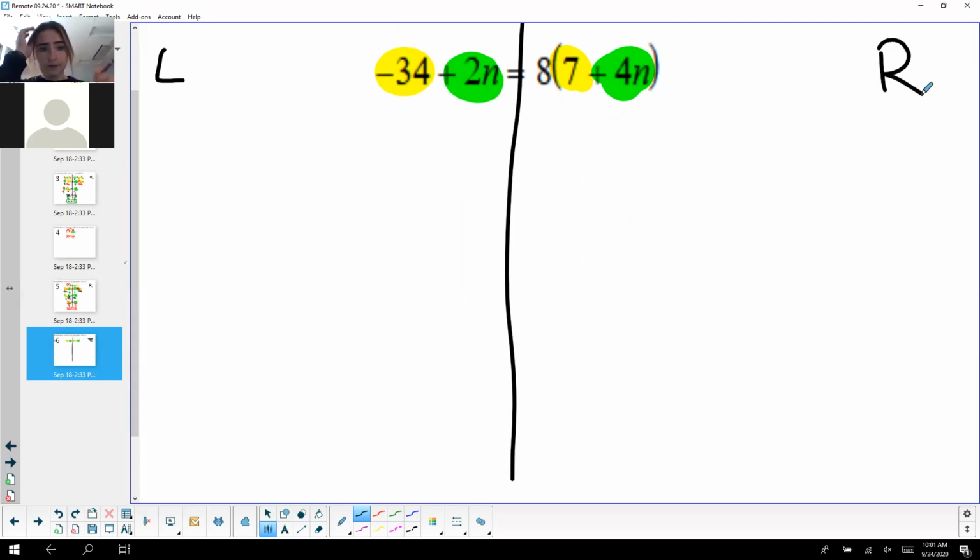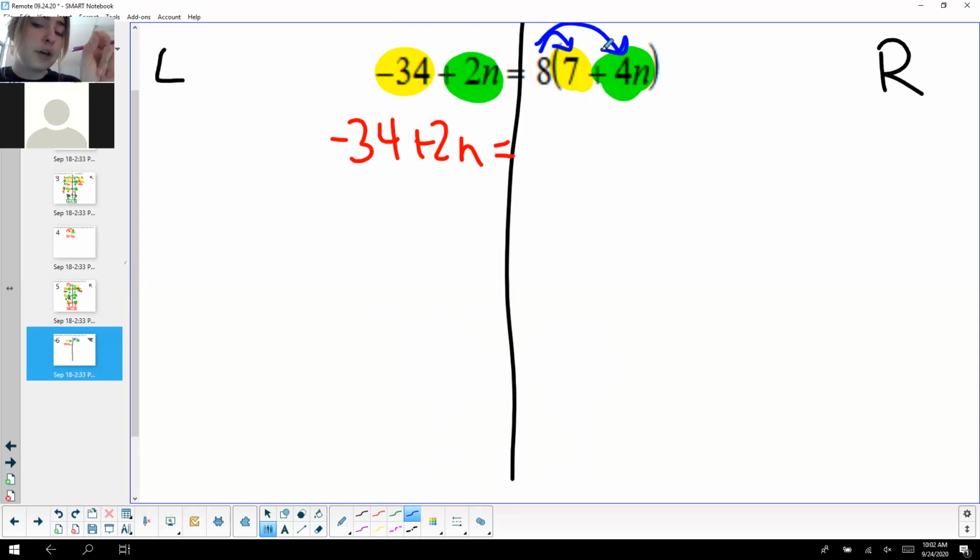So again, if I'm looking at left side versus right side, on the left side I'm asking, is there anything that can be simplified? No, I've got a constant and a variable term, so I'm just going to bring those down. Then on the right side, I've got parentheses and a number in front, so I've got to use the distributive property. Anytime you see parentheses, you've got to get rid of them before you can keep solving. So I'm going to distribute that 8 through multiplication.